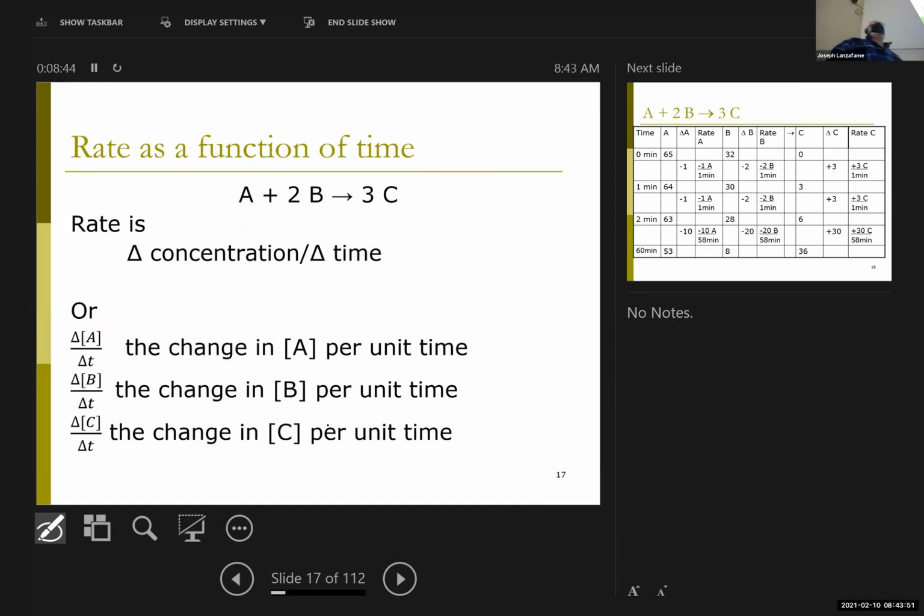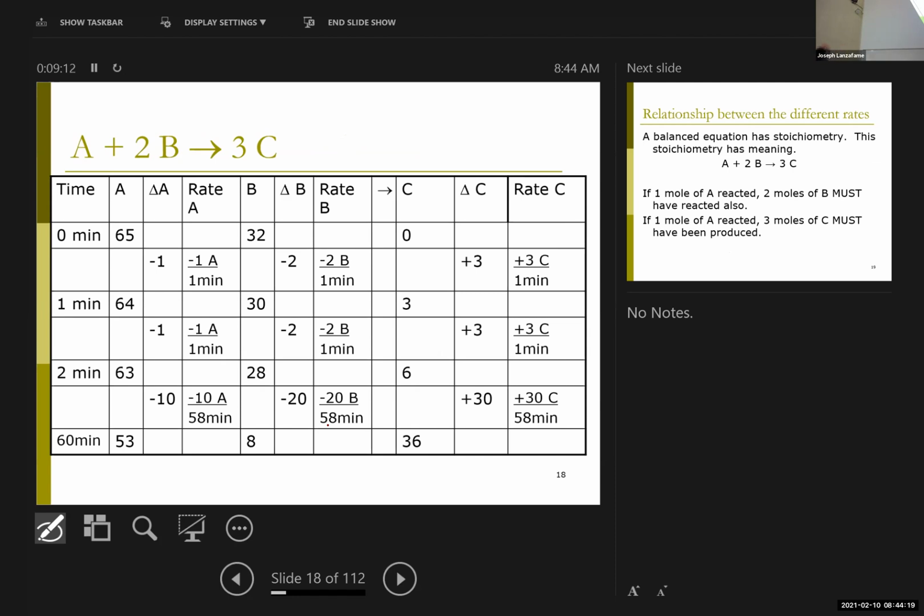And there's actually 3 different rates I would end up measuring. If I count the A's, I'm going to measure a change in A in some period of time. If I'm counting B's, I'm going to end up with a change in B's in some period of time. And if I count the C's, I'm going to get a change in C as a function of time. But the numbers for all 3 species are different because the stoichiometry is different.